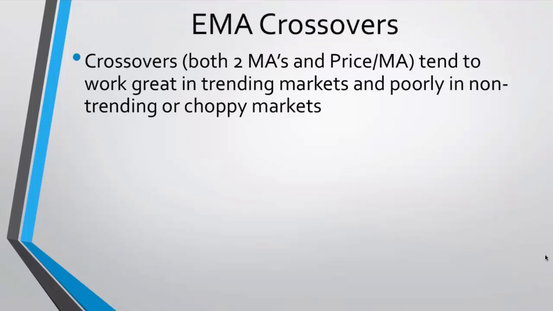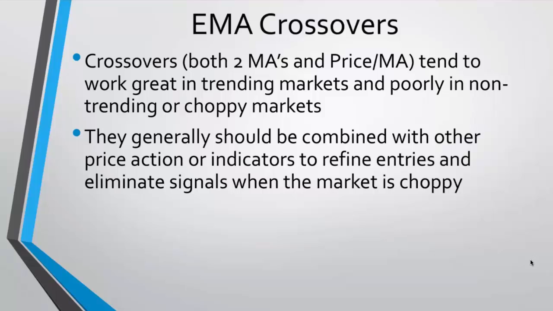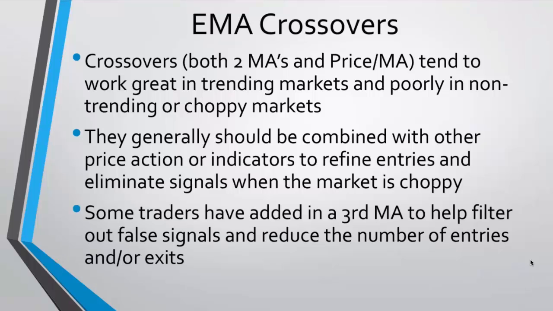Let's talk more about EMA crossovers. Crossovers, both two moving averages and price to EMA, tend to work in trending markets and poorly in non-trending or choppy markets, as we just showed you. They generally should be combined with other price action or indicators to refine entries and eliminate signals when the market is choppy. Some traders have added a third moving average to help filter out false signals and reduce the number of entries and exits. This again shows you that, in and of themselves, moving average crossovers are not necessarily a reliable trading system.